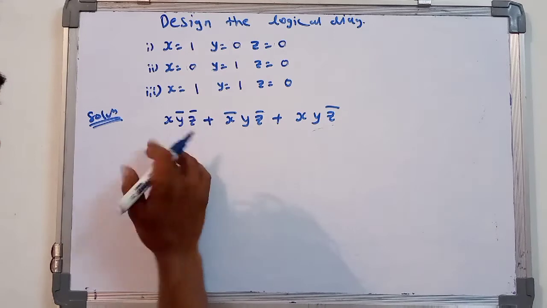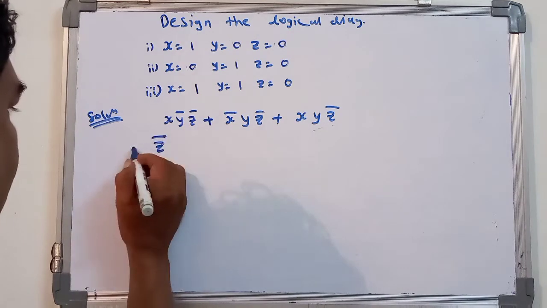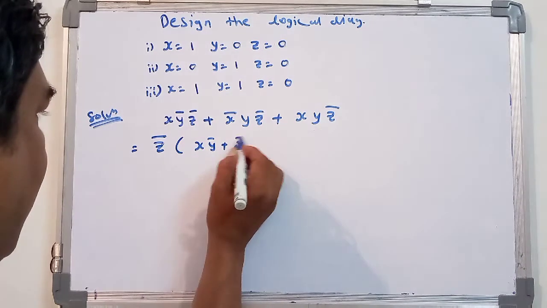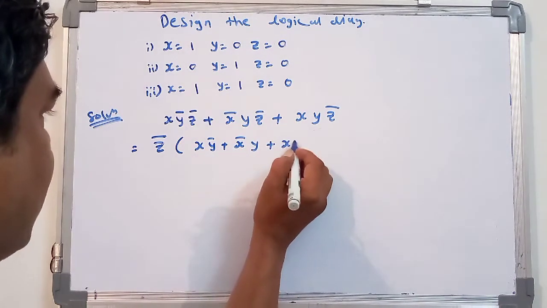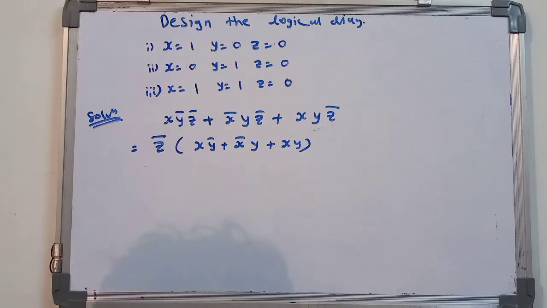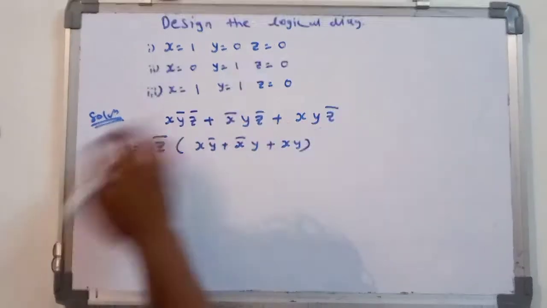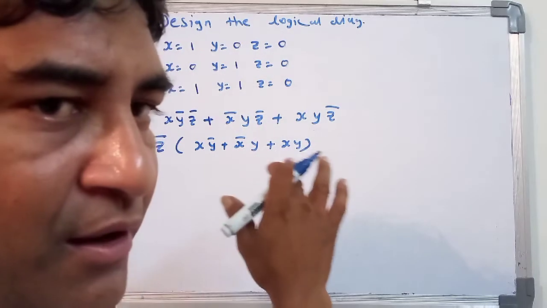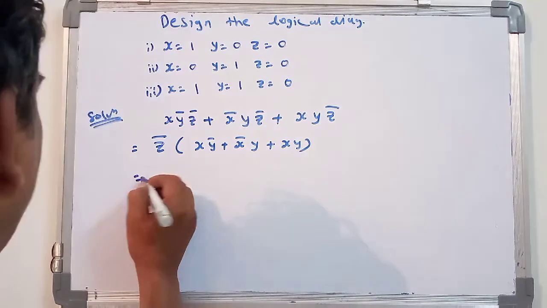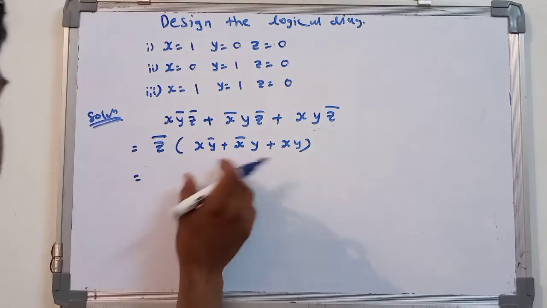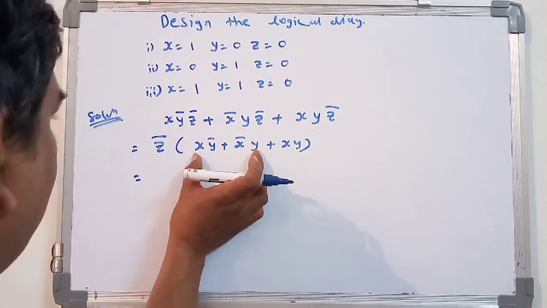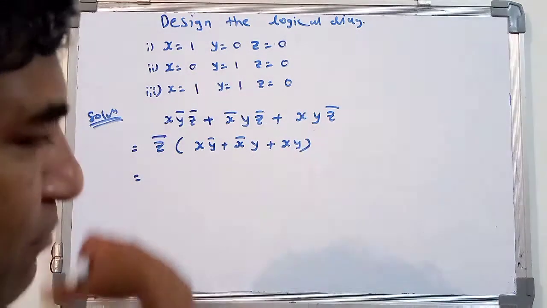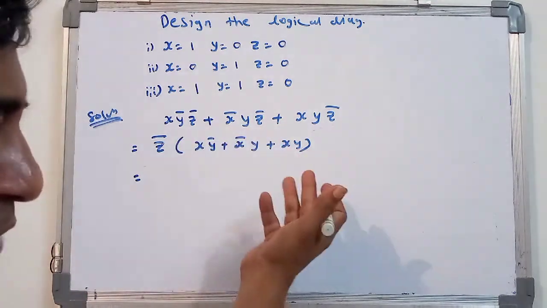So you take out the z bar as a common and you write down x, y bar plus x bar, y plus x and the y, like this. Because here is the common term we have taken out, and whatever the remaining term, that remaining term will be considered inside the bracket. Now you observe here the z bar. First you see this one, wherever there is a common term, you take out that common term outside and then write down the equation.